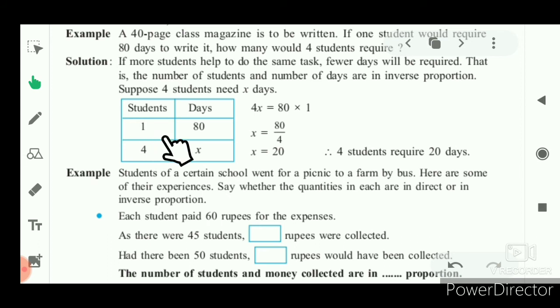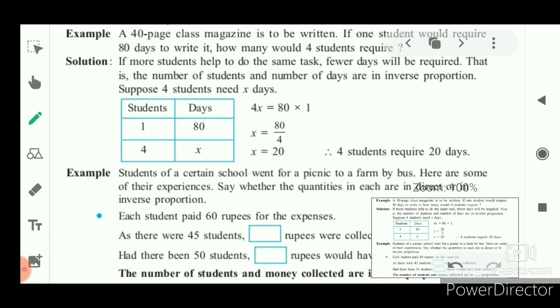Here one student can complete the writing of the magazine in 80 days, then 4 students will complete it in how many days? So this is the case of inverse proportion, because as the number of students increases, the number of days will decrease. So here we will take the product of them.